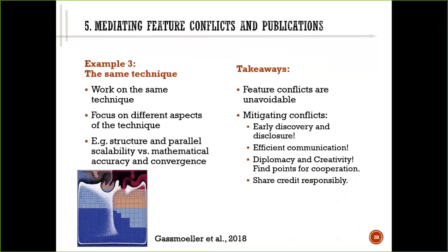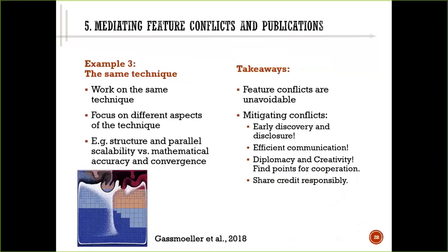The third example, and maybe the most complicated one, is if you happen to have two users who want to work on the same technique and want to write studies about it. You can still be creative in that case. For example, it's possible to focus on different aspects of the same technique. For example, one group works on the structure of the code and the parallel scalability, and another group works on the mathematical accuracy and the convergence of the method.